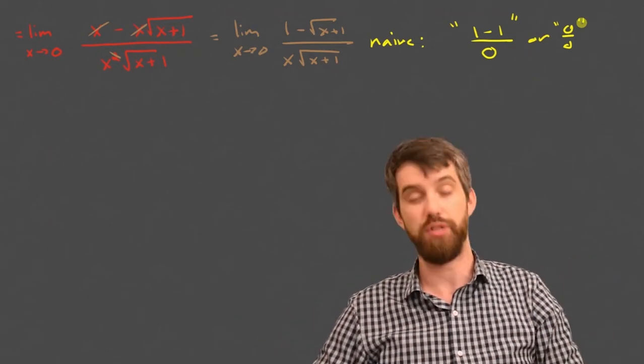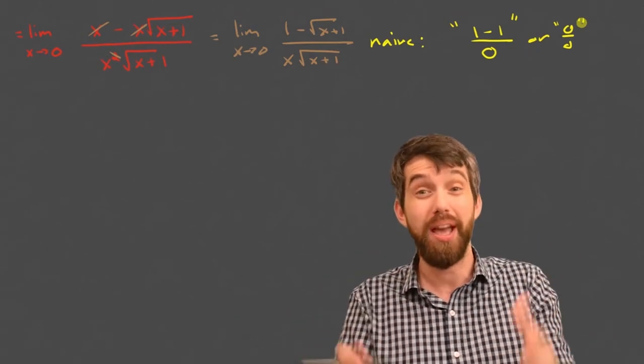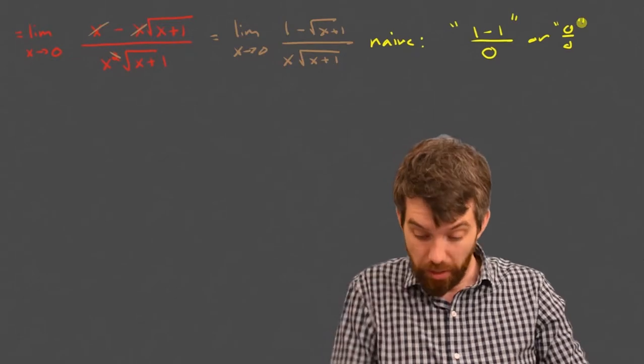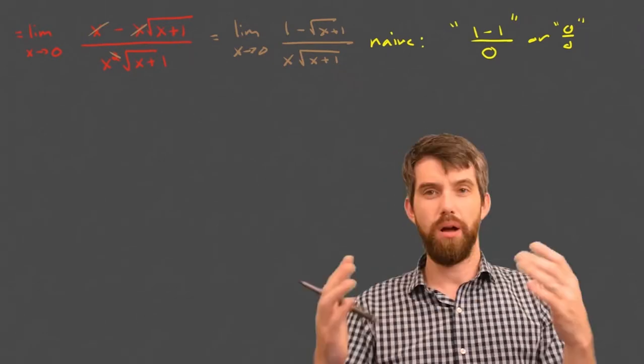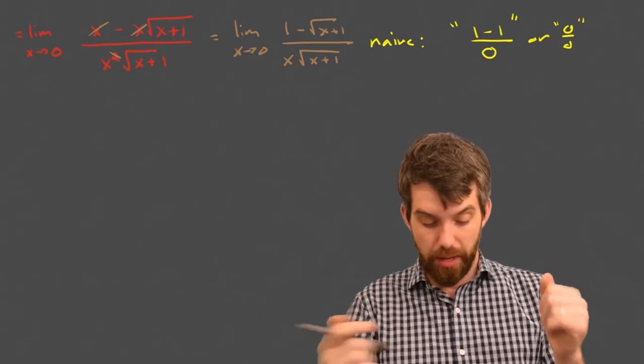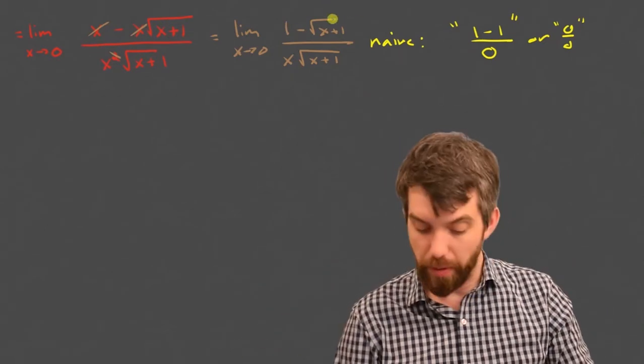I don't know how to deal with 0 over 0, so I have to keep on going. I have to keep up with my algebra. So let's do a few more steps here and see what we're able to get. All right, so what algebra can I do next? Notice how I have this square root on the top.